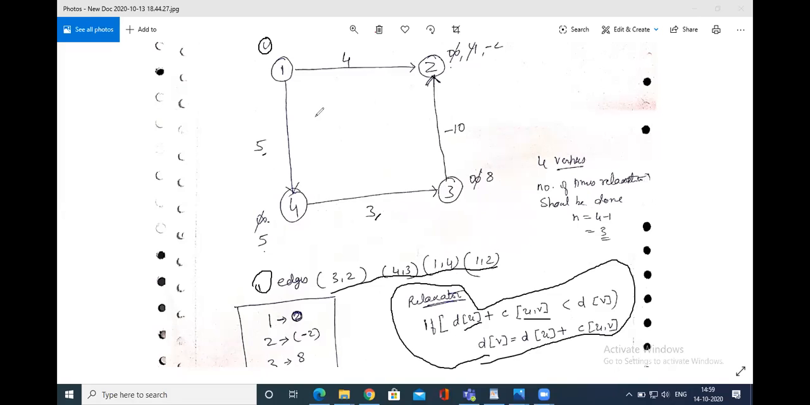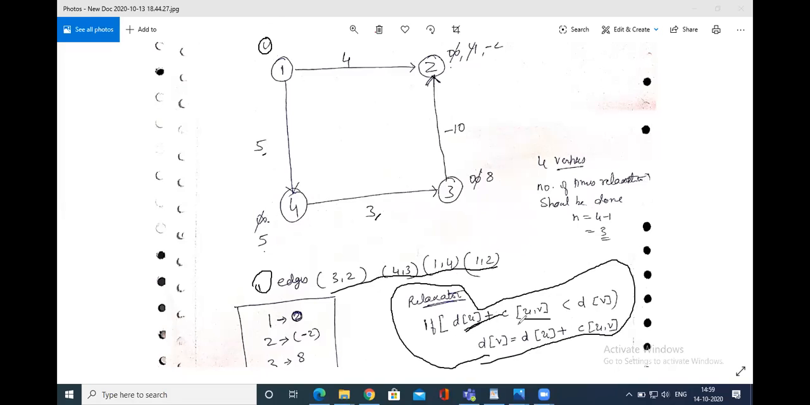Now coming to 1 to 4, you could see the change. What is the cost at 1? It is 0. In between the edge, it is 5. 0 plus 5 is 5. Is 5 less than infinity? Same formula. Here d of u is 0, c of uv is 5. Is 0 plus 5 less than d of v? What is d of v? d of v is infinity. Yes, 0 plus 5 is less than infinity.